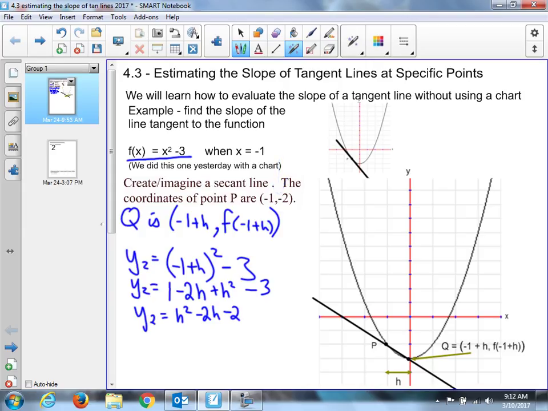So the second point has x coordinate negative 1 plus h, and y coordinate given by this expression here, but this is more useful to us. And that's what we just figured out, h squared minus 2h minus 2. So the whole goal here was to get stuff to plug into the slope formula.